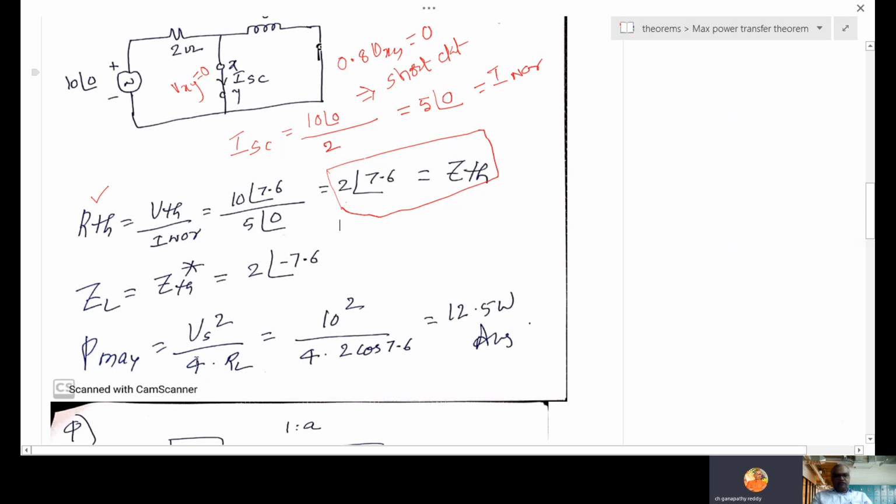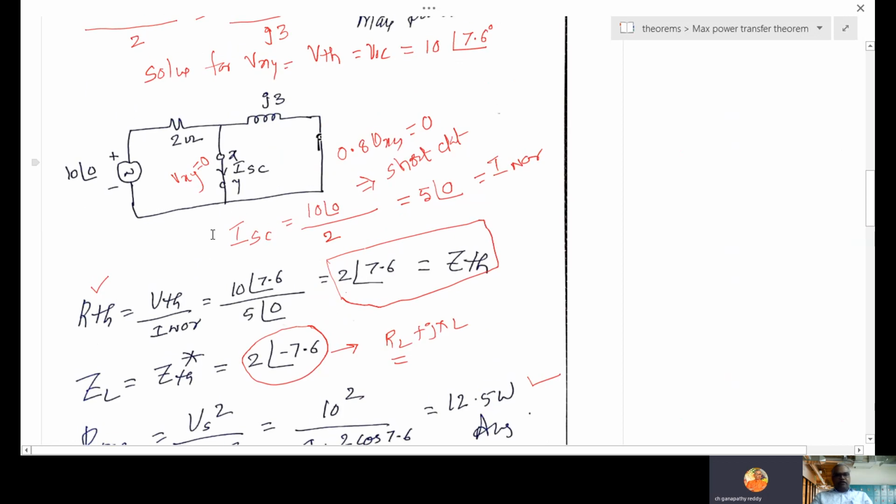Now in this second condition, the formula is the same: P max equals Vs squared by 4 RL. Vs is 10. What is RL? The resistance part of this. This is in complex form, so we have to change it into RL plus JXL. The real part is 2 cos 7.6. Simplify and you will get 12.5 watts.